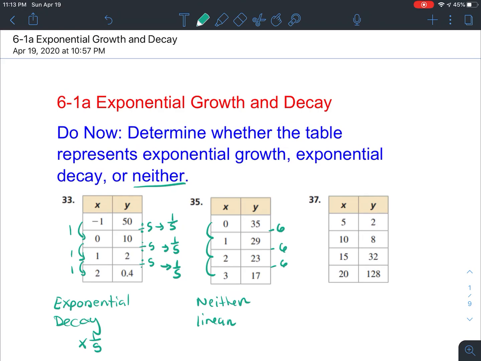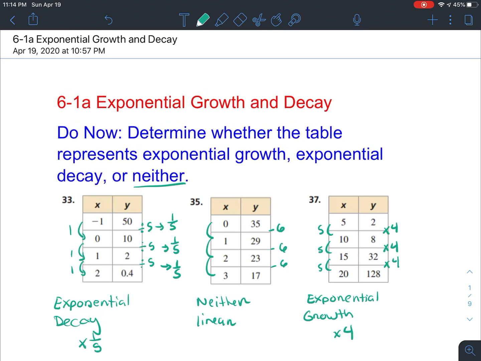So let's take a look at 37. Are our x values changing at the same rate? Well, it's not going by 1s anymore. Now they're going by 5s. But that is still constant, so we can compare the values in our y column in the same way. How do we get from one to the other? Well, to go from 2 to 8, we multiply by 4. 8 to 32, we multiply by 4. 32 to 128, we multiply by 4. So anytime we have a constant multiplication and we see numbers starting really small and ending really big, we have what is called exponential growth.